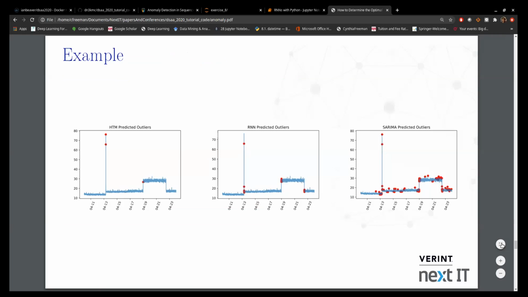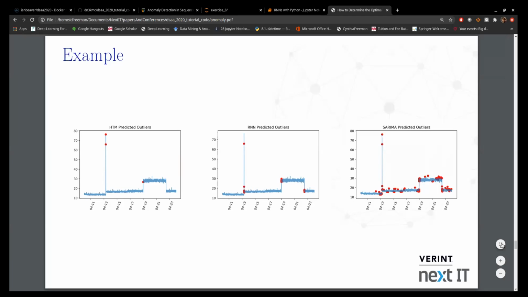So let's walk through an example with the F-score windowed method. Recall that we chose the anomaly score threshold based on what returns the minimum number of windowed mistakes across all datasets comprising the concept drift corpus. So in this slide, we consider the anomalies as determined by a method called HTM. I didn't cover it in this tutorial, but it is a special kind of neural network. The RNN and SARIMA for one of the datasets in the concept drift corpus.